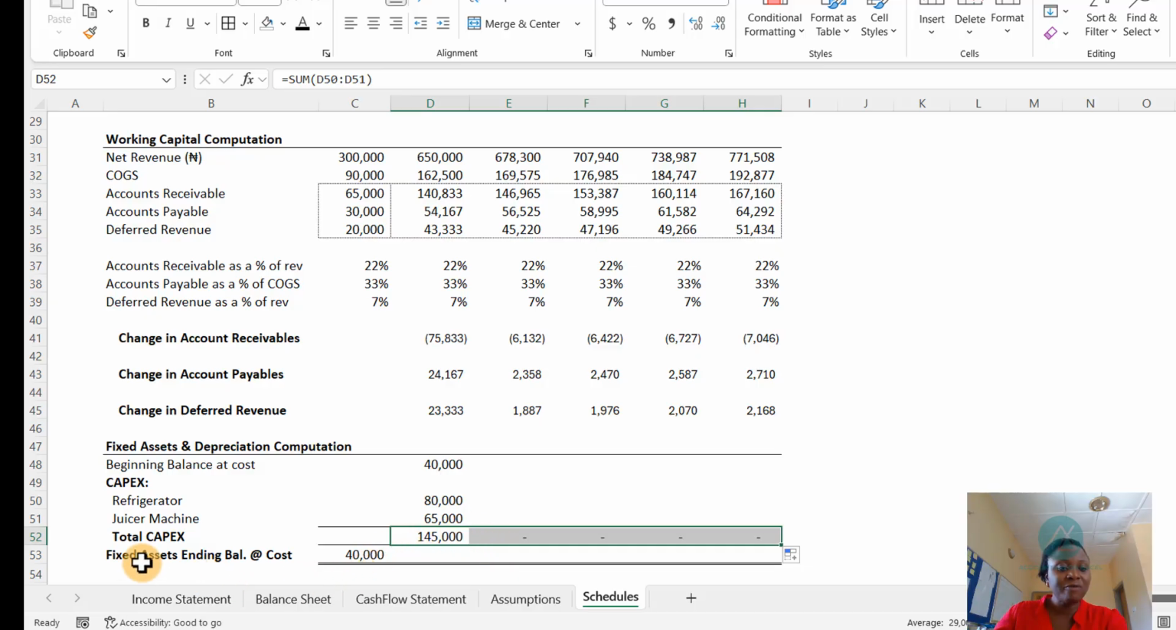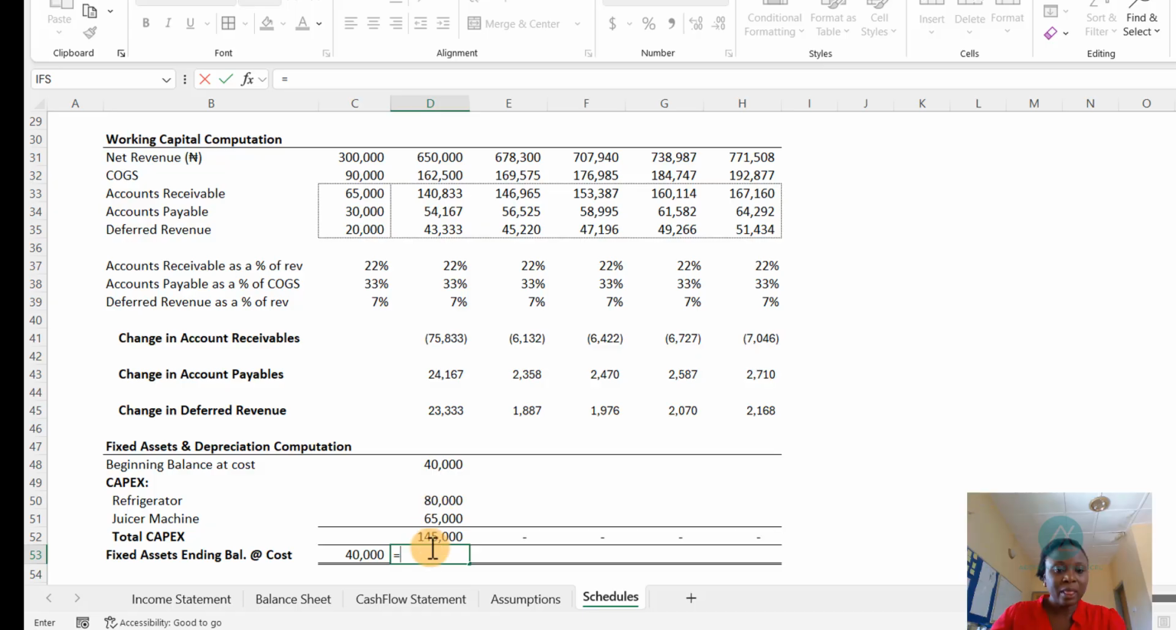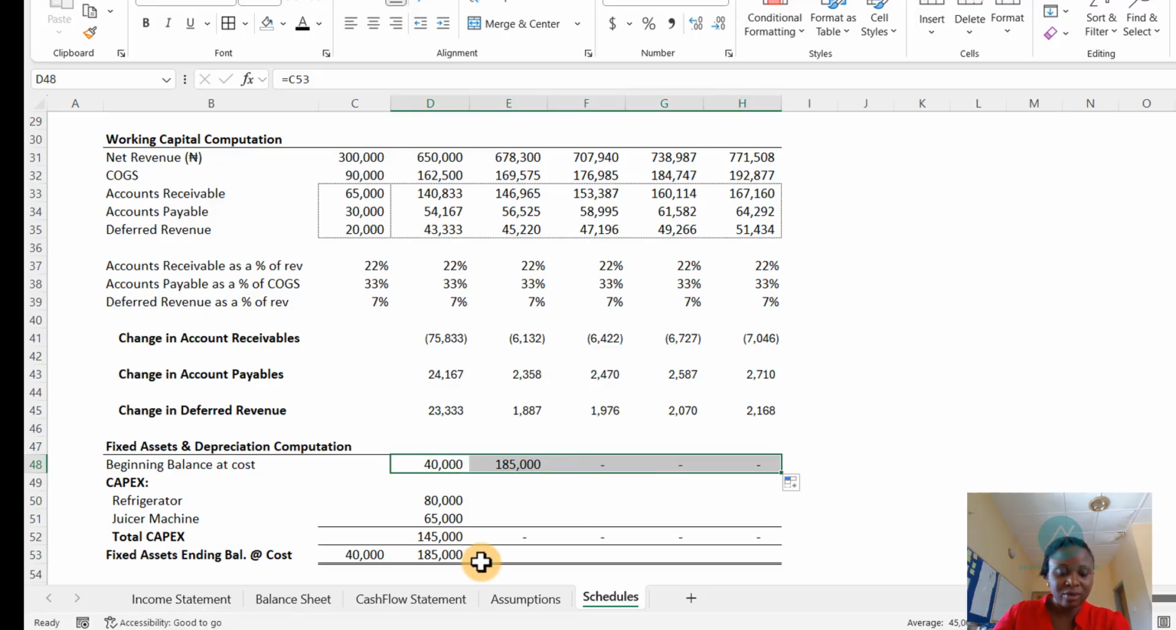Now for the total fixed assets ending balance at cost. Now fixed assets ending balance at cost. So we have to add both the existing and the new one, right? So it's equal to this and the existing one. So this is the total assets at cost, which will be the beginning balance for this particular year. So definitely we can just copy the formula downwards because there's already a formula here, right?